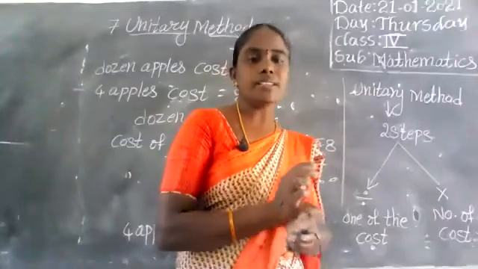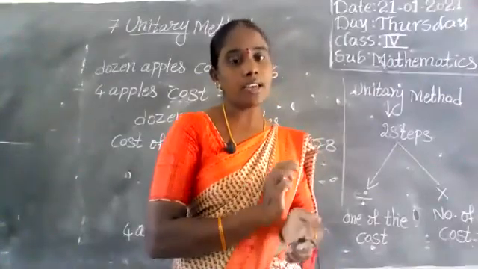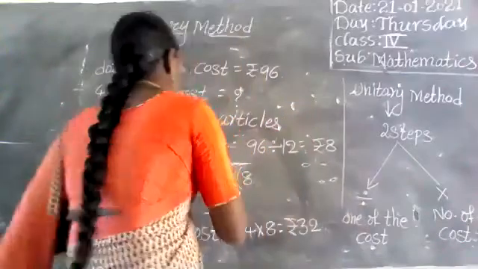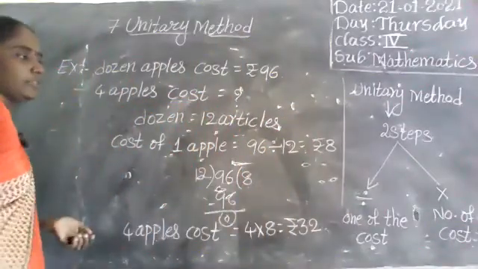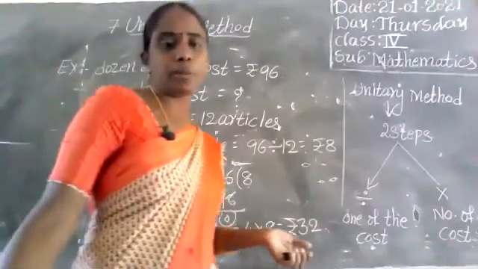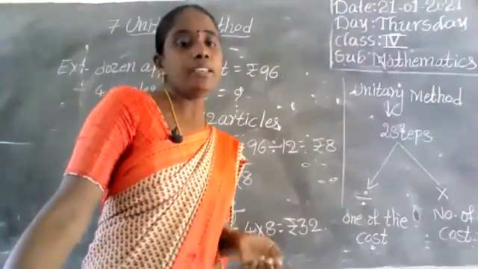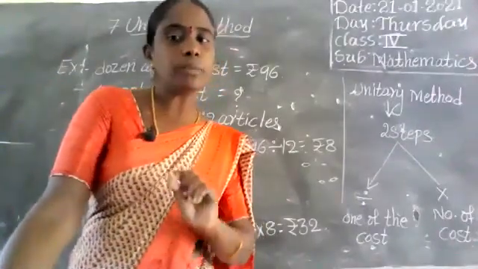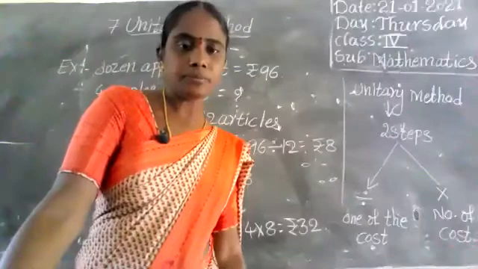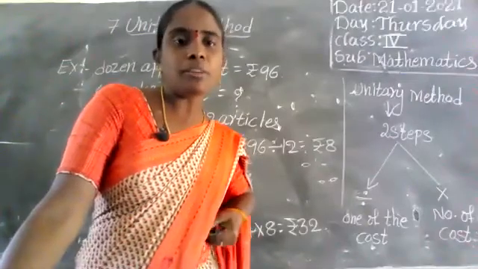Now, let us see 7.1. Exercise 7.1. These are only an introduction. Example 1, the example problem. I will explain only the example problem now, children. Now I am going to explain the exercise 7.1 problems. First, what is the unitary method? Did you understand first of all? In unitary method problems, what do we do?